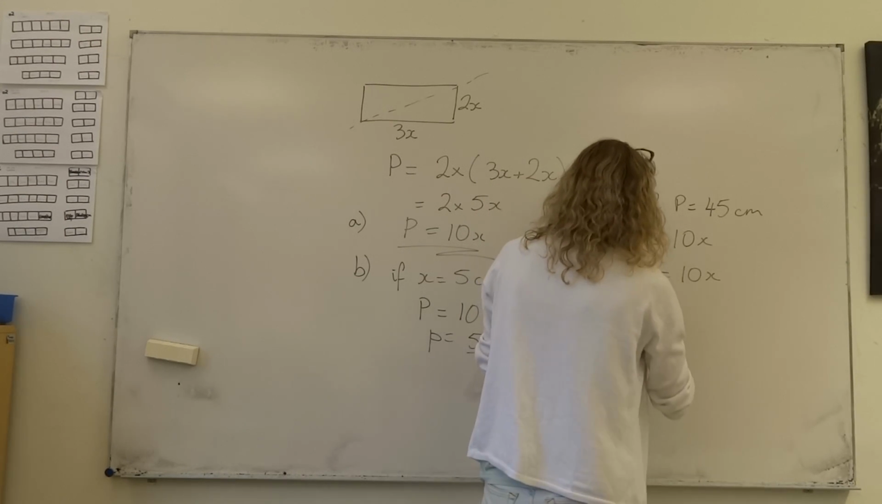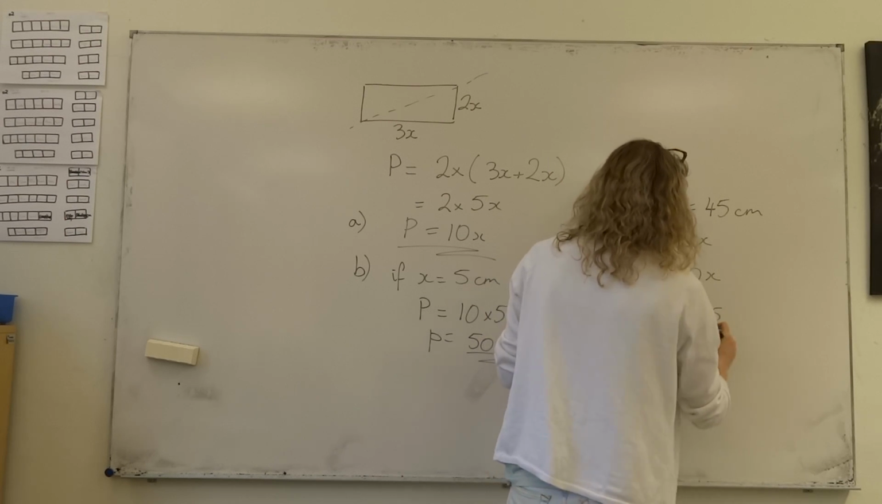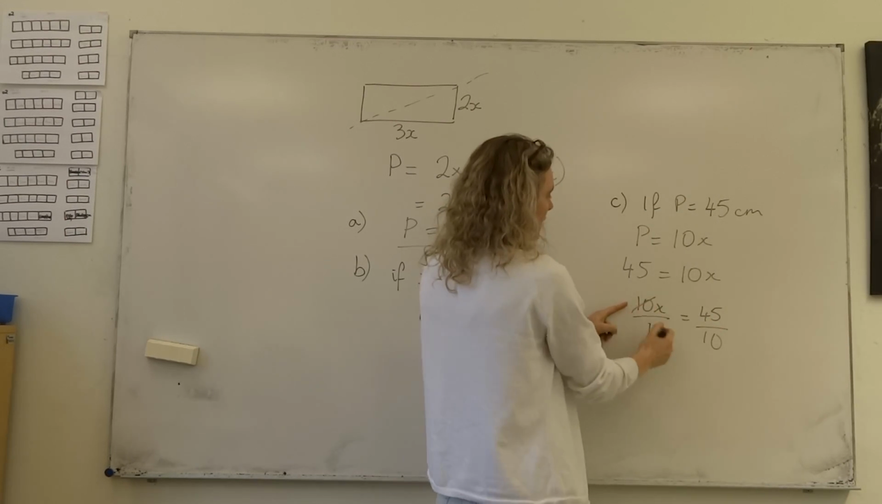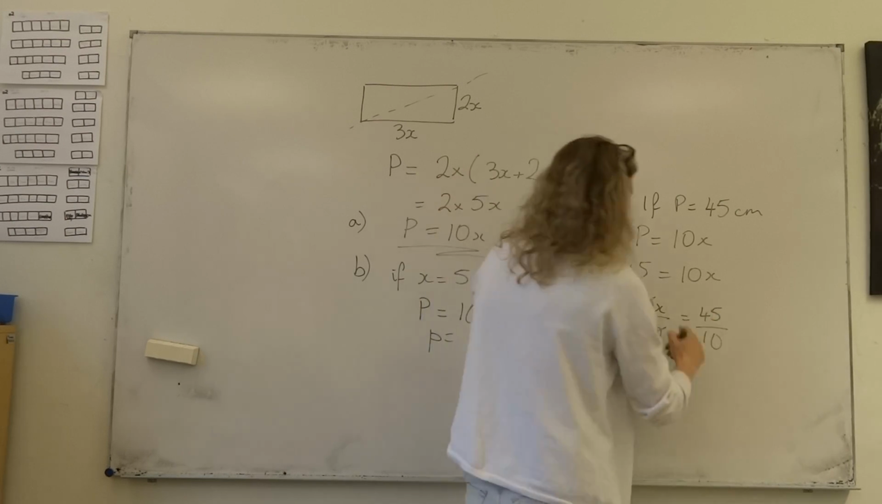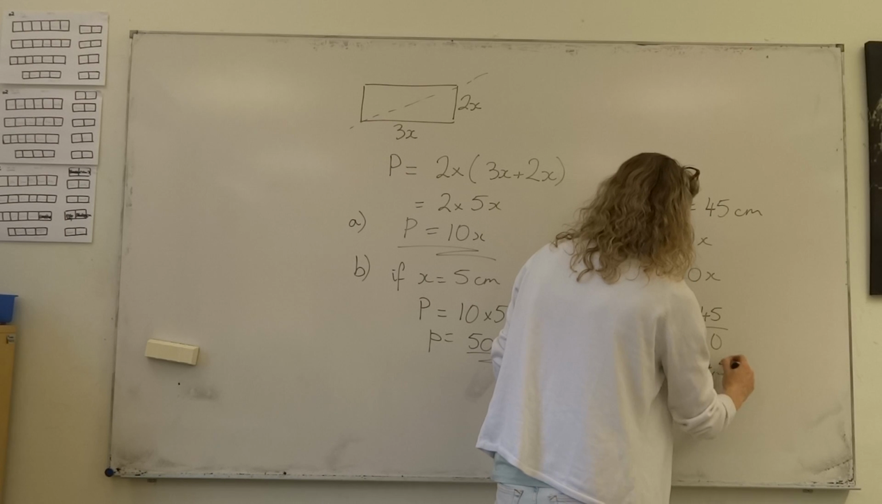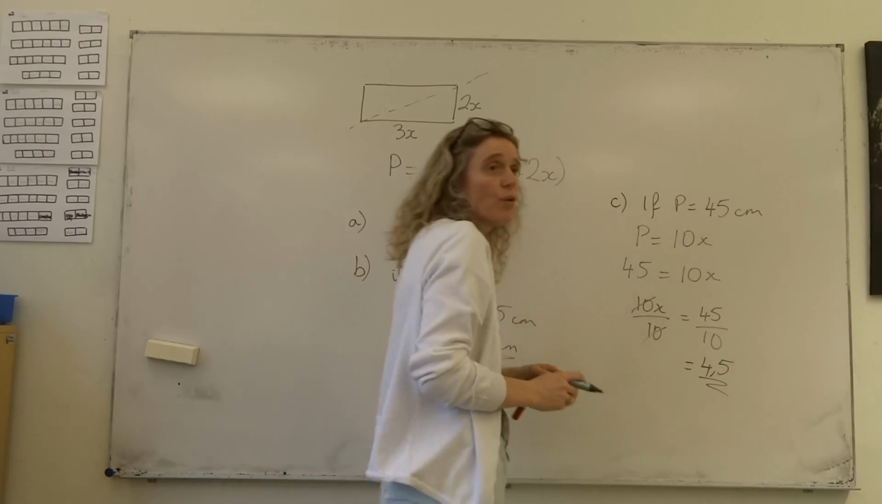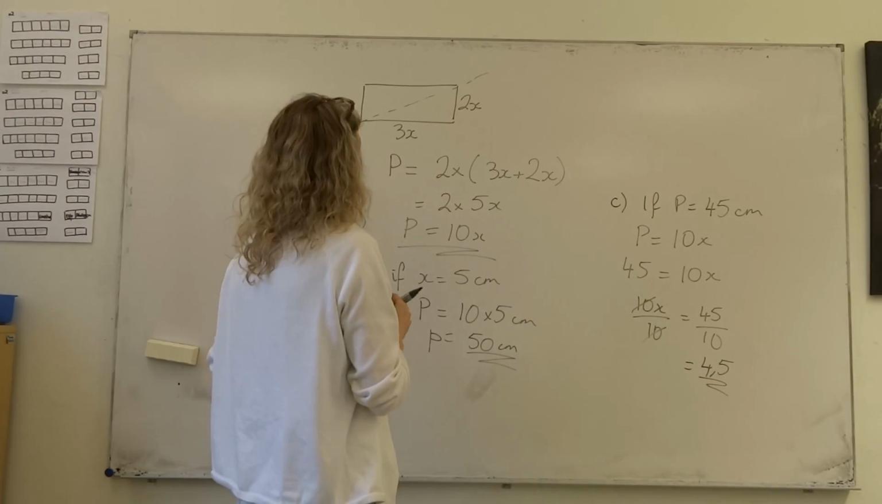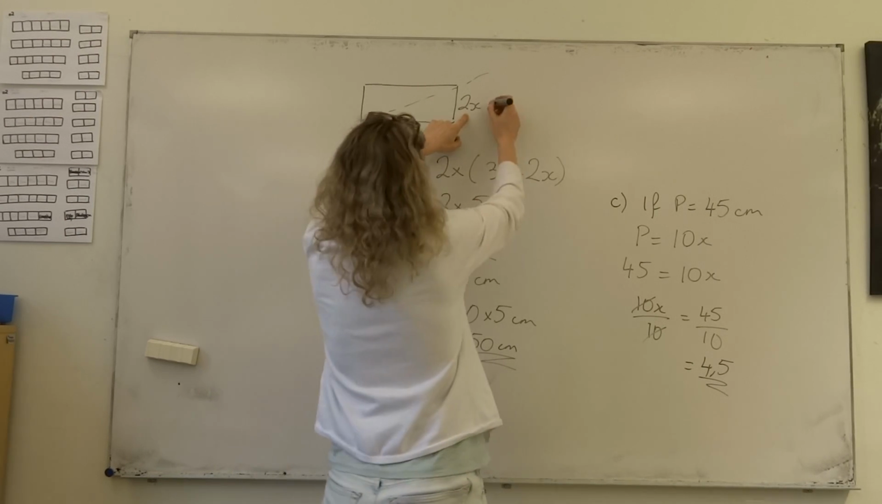Let's do that. 10x divided by 10 will give us 45 divided by 10. 10 divided by 10 gives us 1 lot of x. So therefore x will equal 45 divided by 10, which is 4.5. So x is 4.5. If x equals 4.5, what does 2 lots of x equal?